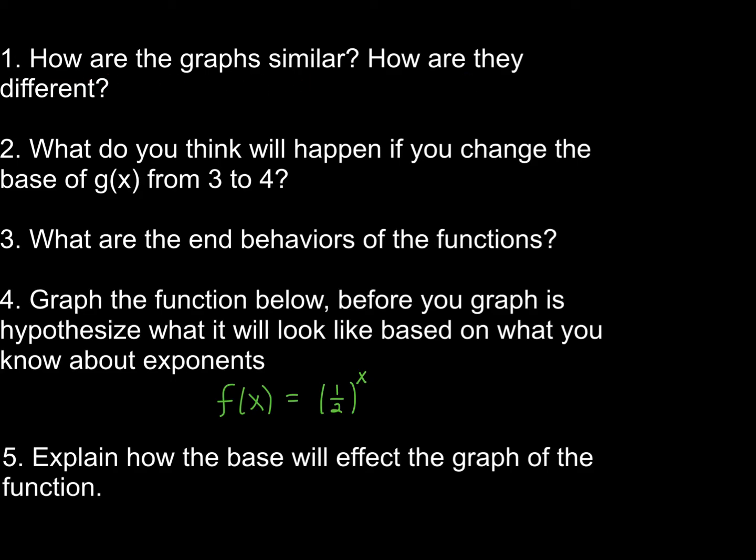So how are the graphs similar? How are they different? What do you think will happen if you change the base of g of x from 3 to 4? What are the end behaviors of the functions? You might recall what end behaviors are. If not, you can go back and remind yourself. And then graph this function below, but before you graph, hypothesize what it will look like based on what we know about the exponents and what we've looked at previously. And then finally, explain how the base will affect the graph of an exponential function. So make sure you take your time with these and really refer back to the graph that you just created to help make sure that your answers make sense, because we're going to build off this tomorrow in class as we continue to look at exponential functions.